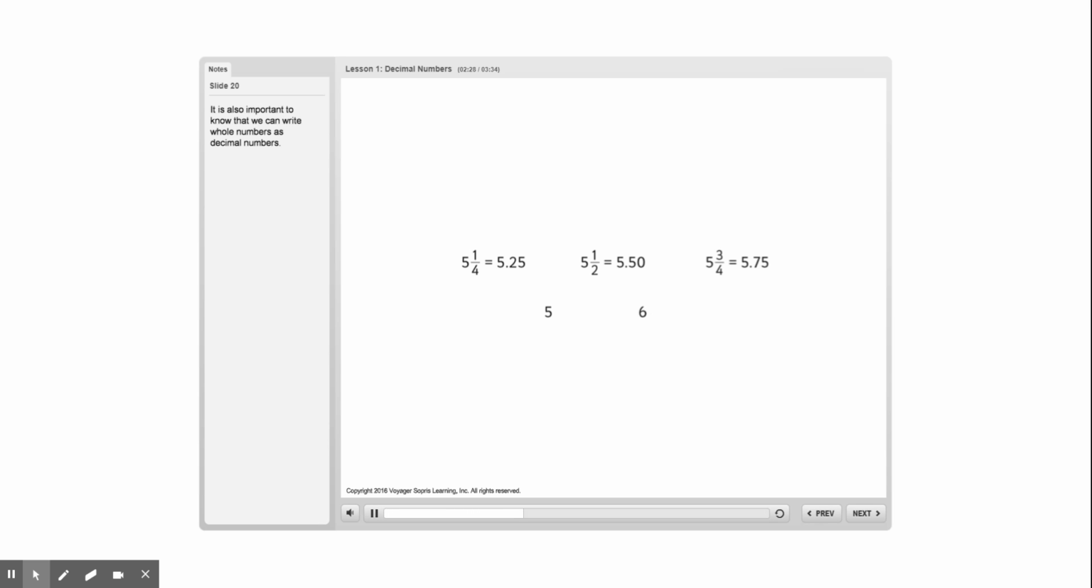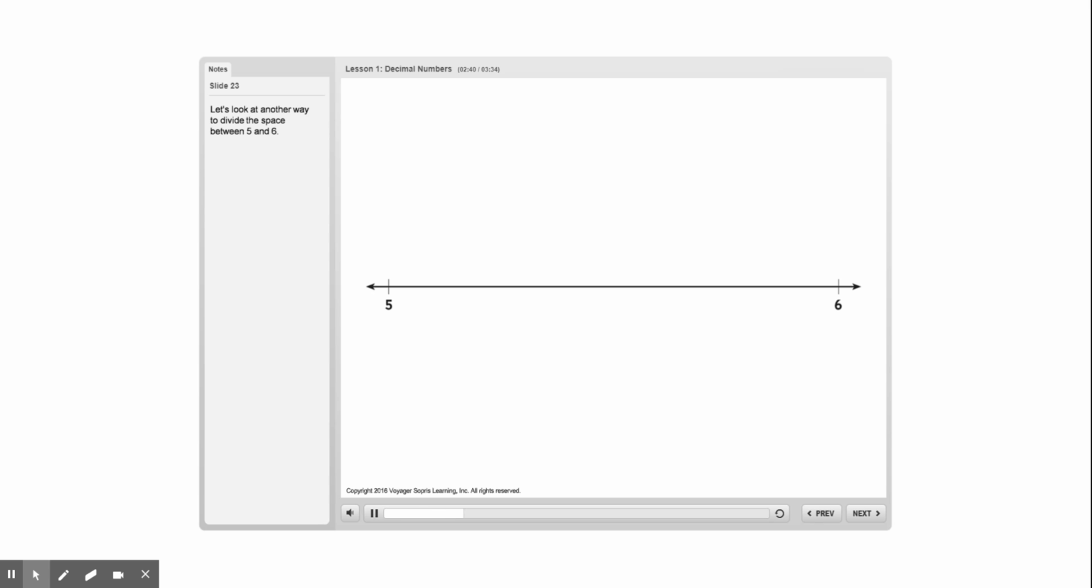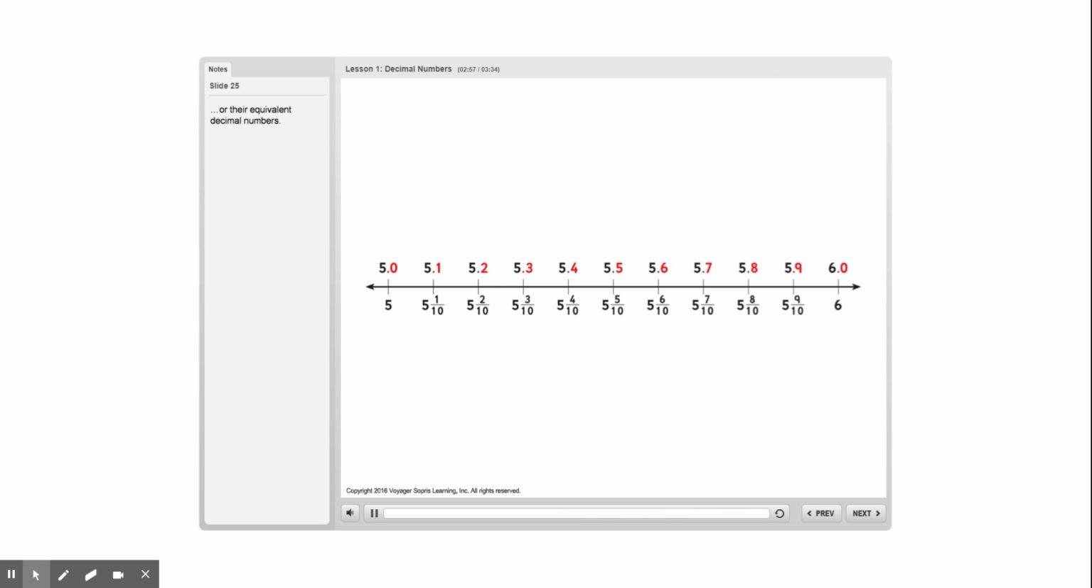It is also important to know that we can write whole numbers as decimal numbers. The whole number 5 can be written this way, and 6 like this. Let's look at another way to divide the space between 5 and 6. These are their equivalent decimal numbers.